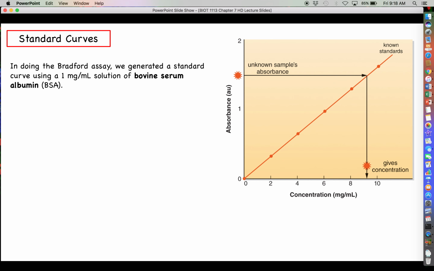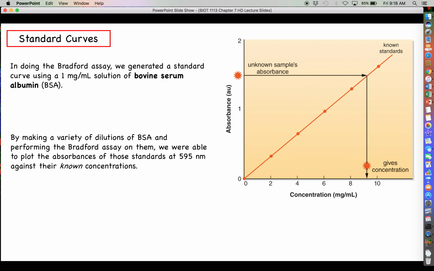So the problem with doing the Bradford like that is that just on its own, you can't determine the total protein concentration. You kind of have to have a standard to go off of. So that is why for the Bradford assay, and you can do this for a variety of other spectrophotometric assays as well, we used what is called a standard curve. And to do that, we used a solution of protein that has a known concentration. In that case, we used a 1 milligram per milliliter solution of bovine serum albumin, or BSA.